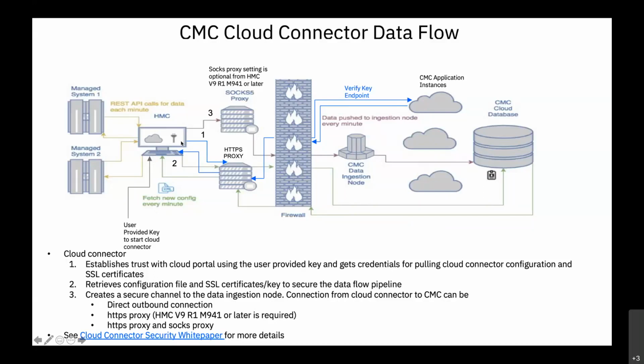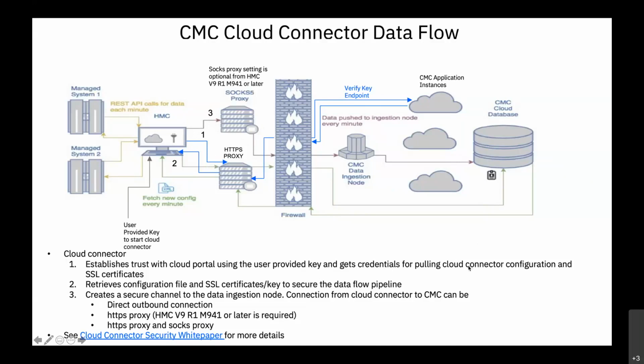Once it is started, using that unique key, the cloud connector establishes trust with your CMC instance. Your CMC instance is already running, so it establishes trust there. Once the trust is established, it gets the required credentials for pulling the configuration of the cloud connector and the required certificates to establish a secure channel for pushing the data.